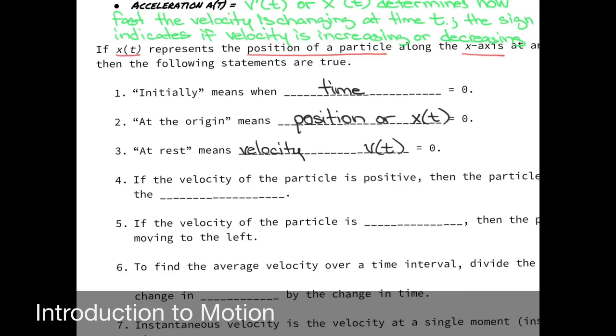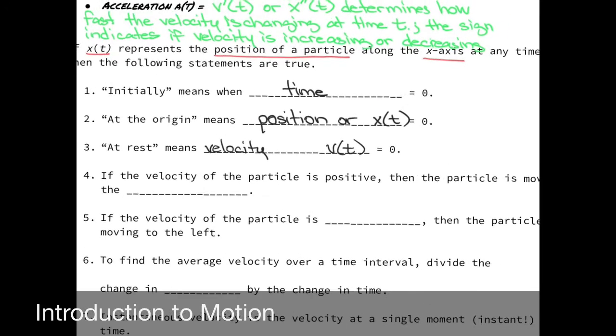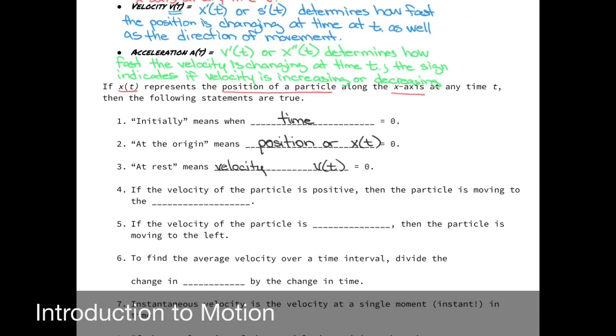If the velocity of the particle is positive, then the particle is moving to the right in this instance because we are moving along the x-axis. Now, if we're moving in a different direction, like vertical, then it would be up. So we have to read it in context of the problem. If the velocity of the particle is negative, then the particle is moving to the left.